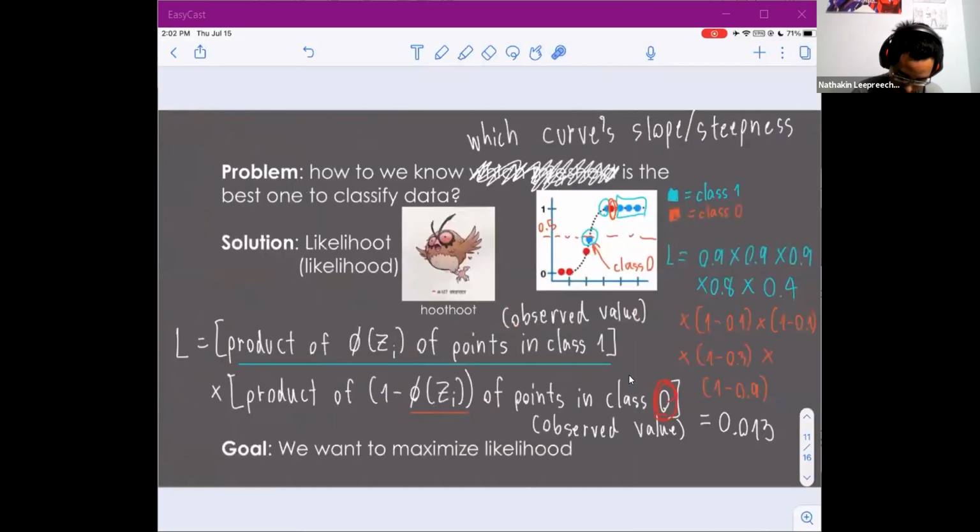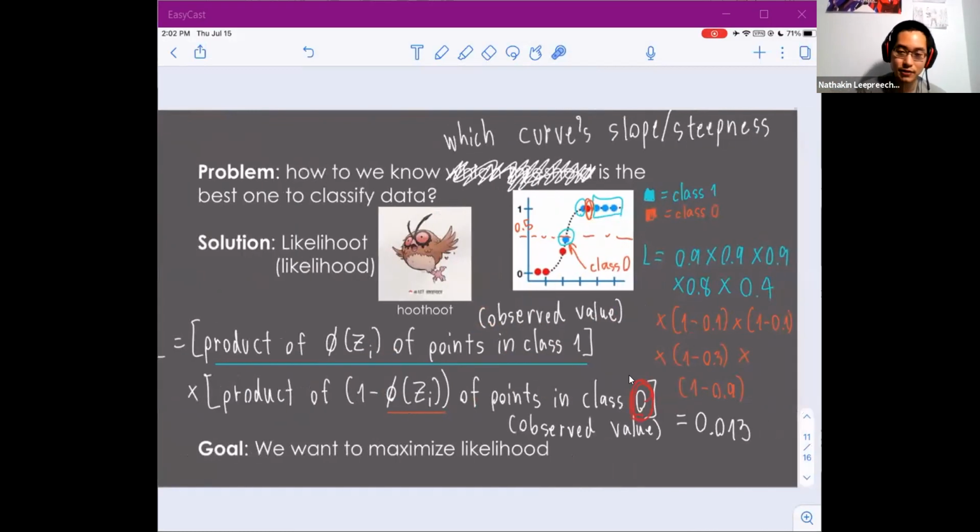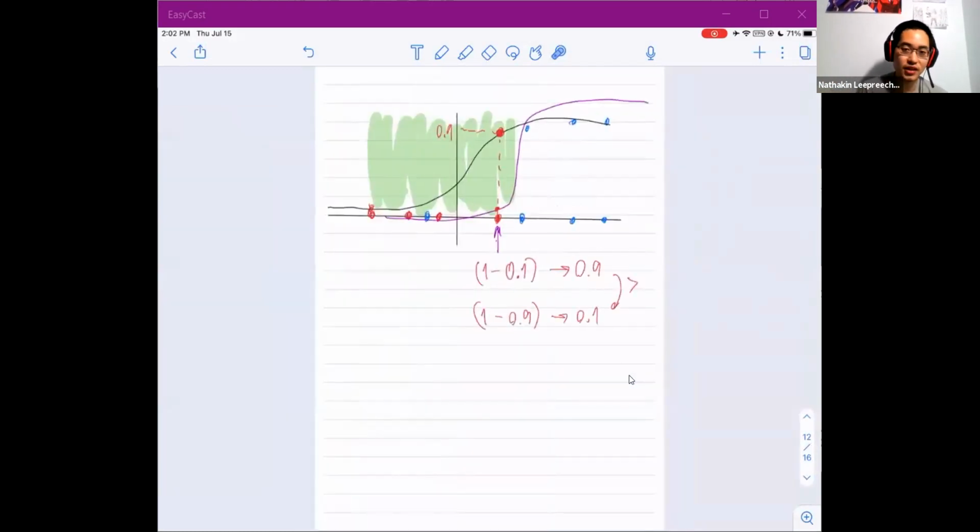Let's come back. So we went over the likelihood and why you want to maximize it. You can maximize the likelihood in order to capture the data and classify it correctly, and hopefully you project the data to the correct phi value.